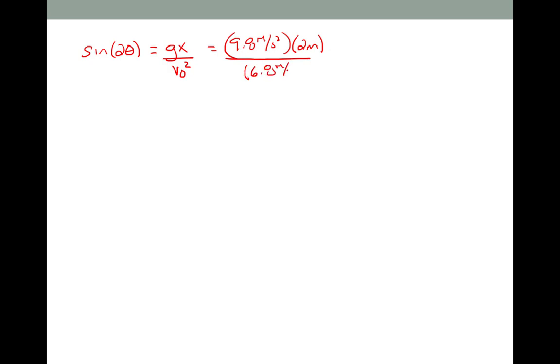So I'm going to rearrange that formula and solve for sine of 2 theta. So sine of 2 theta is going to equal g times x divided by v naught squared. Okay. And I can plug in numbers, so that's 9.8 meters per second squared times the 2 meters that was given in the problem divided by 6.8 meters per second, the whole thing squared, which the initial velocity was also given in the problem. And when you multiply and divide all this out, you get 0.42.